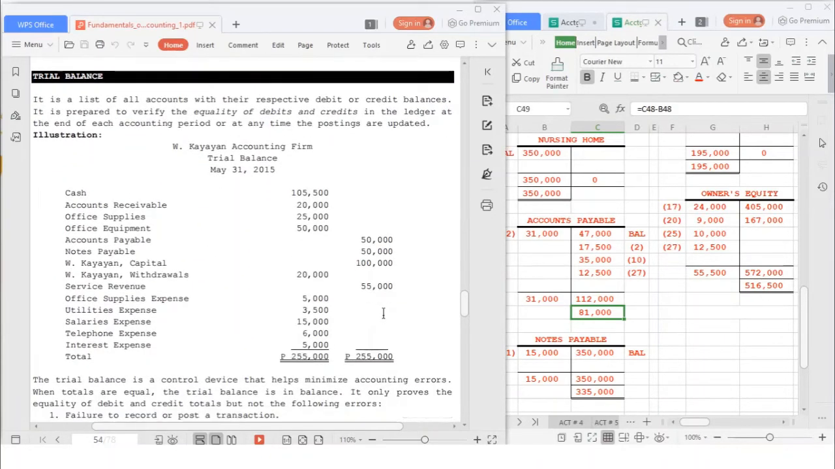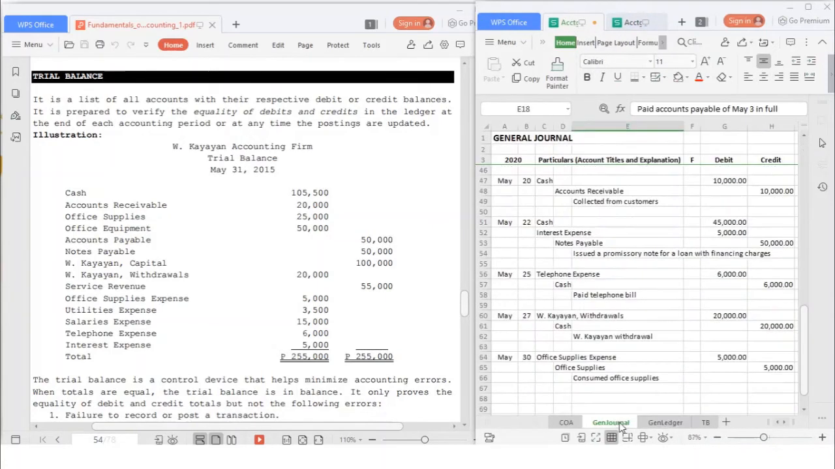Now, trial balance, it is a list of all accounts with their respective debit or credit balances. It is prepared to verify the equality of debits and credits in the ledger at the end of each accounting period or at any time the postings are updated. So, in this case, using our example from the journal entry, here is your trial balance. So, cash, after posting, has a debit balance of 105,500, accounts receivable 20, and so on and so forth.